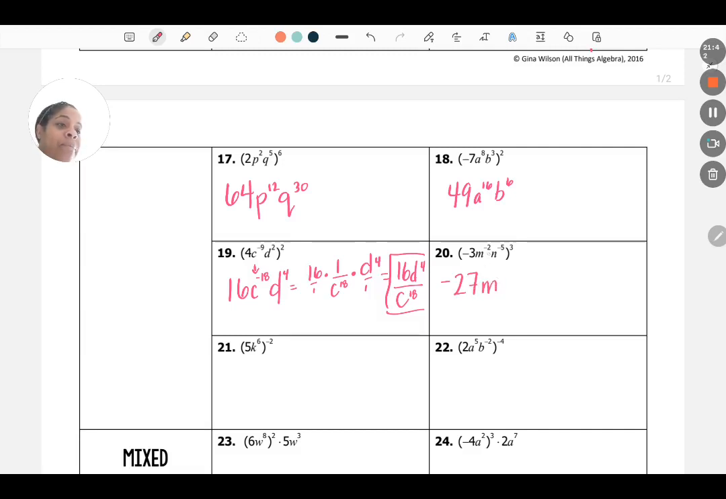Then we have M. Negative 2 times 3 is negative 6. And N to the negative 5. Negative 5 times 3 is negative 15. All right, I need to rewrite these as fractions because they both have negative exponents. So I have negative 27 times 1 over m to the 6th times 1 over n to the 15th. And then if I multiply straight across, I end up with negative 27 on the top and m to the 6th, n to the 15th on the bottom.